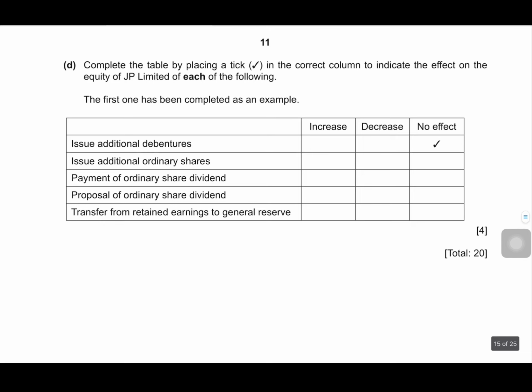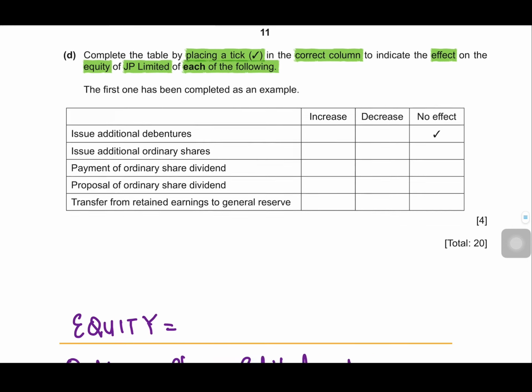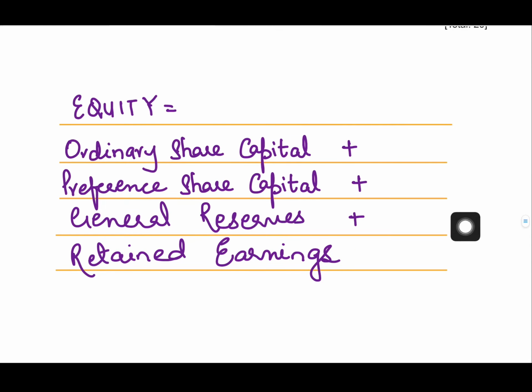Part D says complete the table by placing a tick in the correct column to indicate the effect on the equity of JP Limited of each of the following. Now before solving this part, you should be very clear that what equity is actually made up of for companies. So equity consists of your ordinary share capital plus your preference share capital plus the general reserves and your retained earnings. Debentures is not part of your equity. Debentures is a long-term liability. It is the money generated or the money raised from an outside source. It has to be repaid, right?